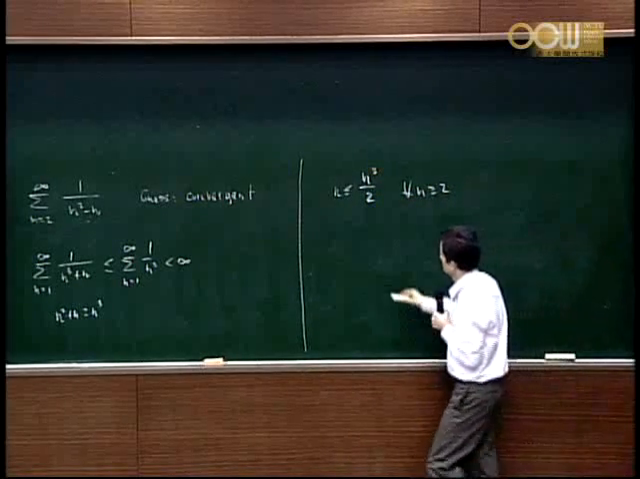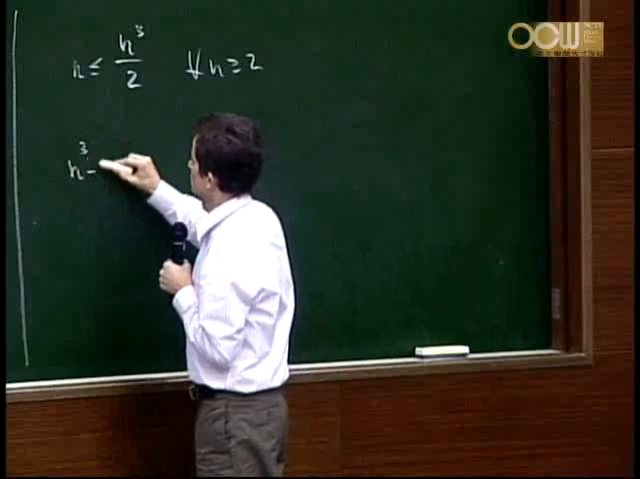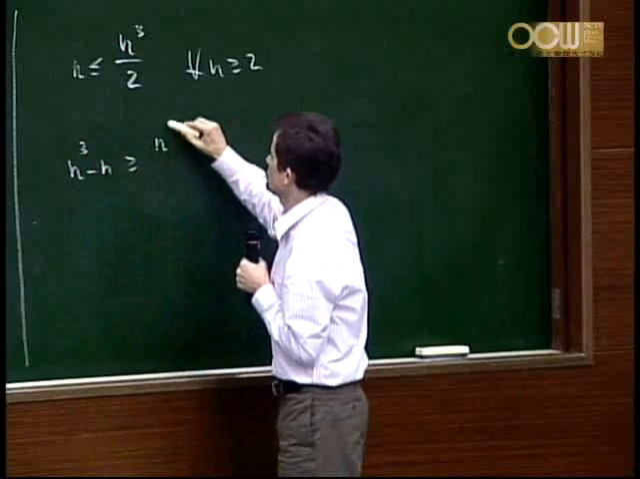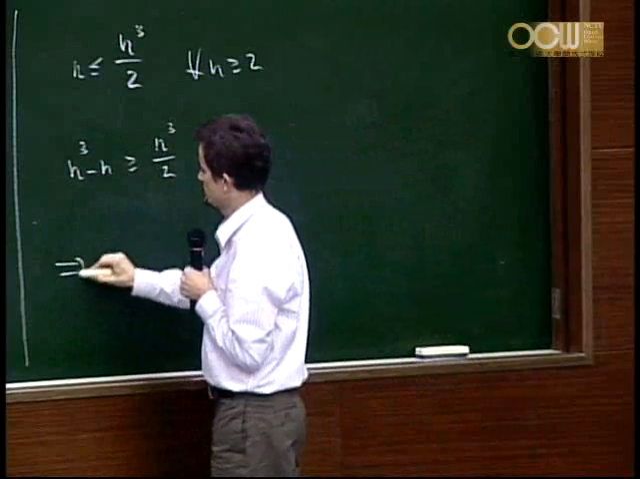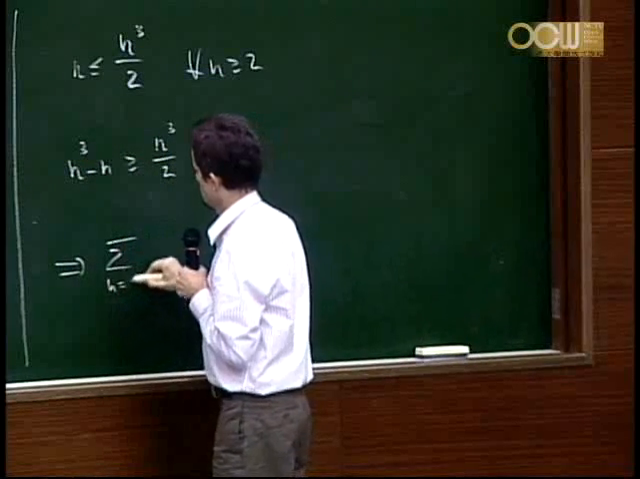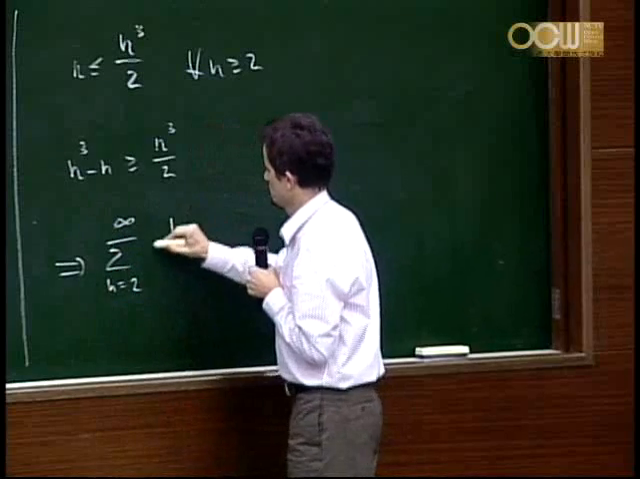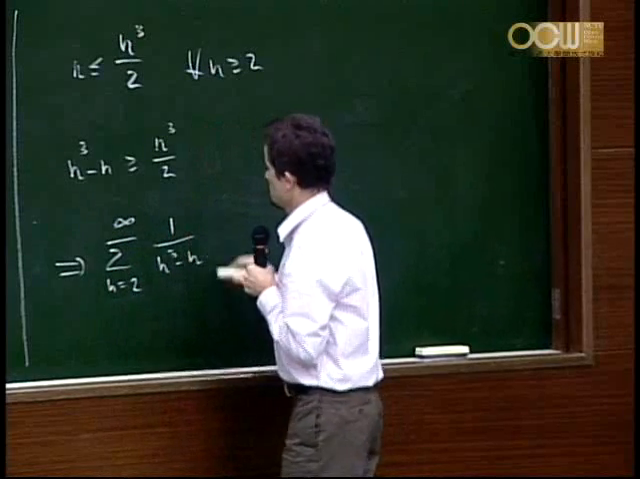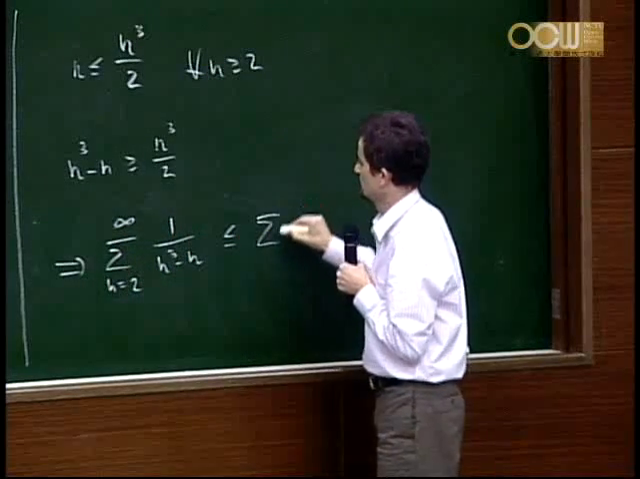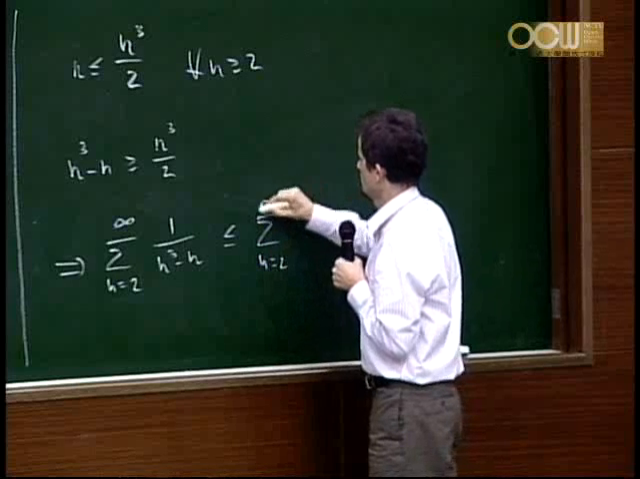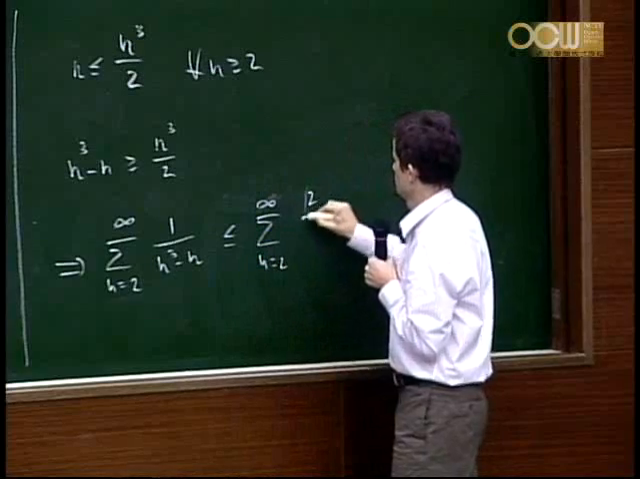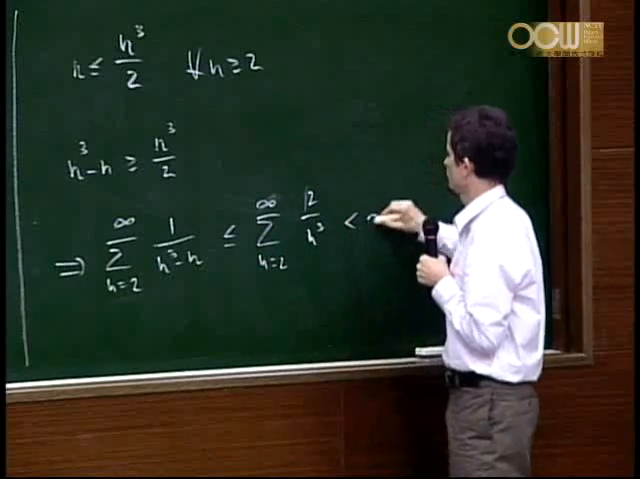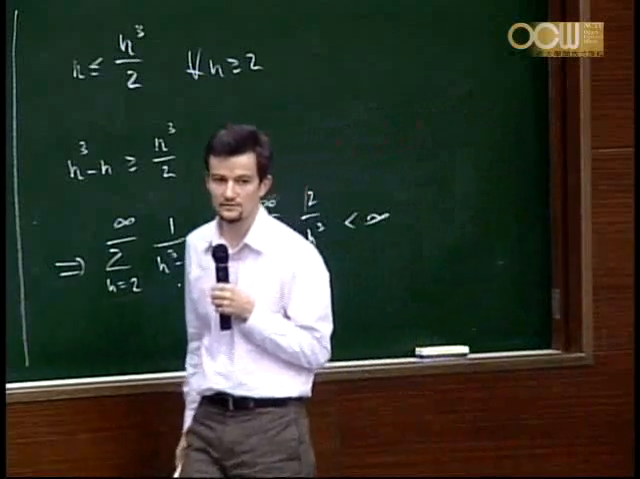Okay, so you see that n to the cube minus n will be larger or equal than n to the cube half. Okay, so you will see that this series is smaller or equal than this one. But this one is convergent, so this one will be convergent as well.